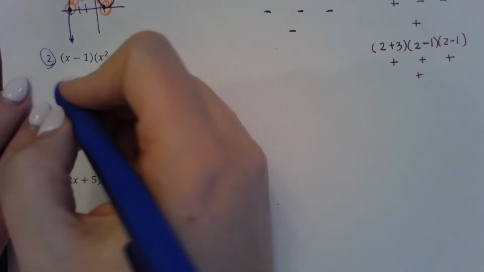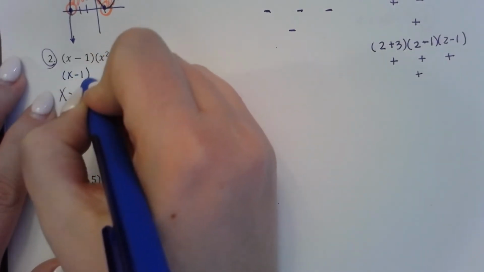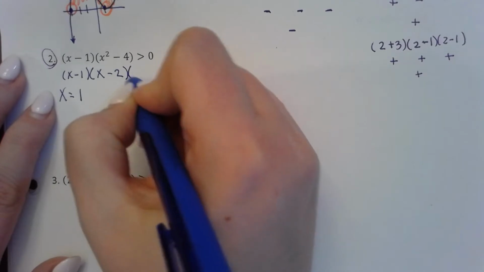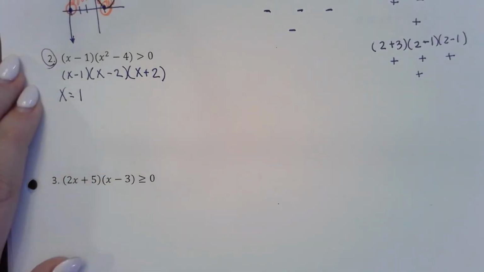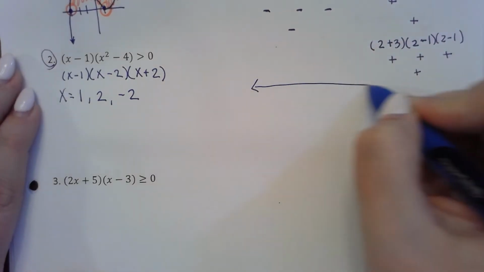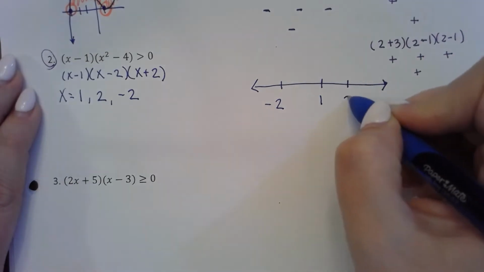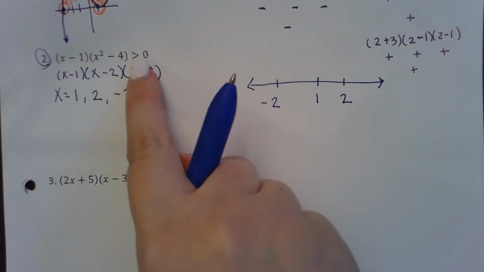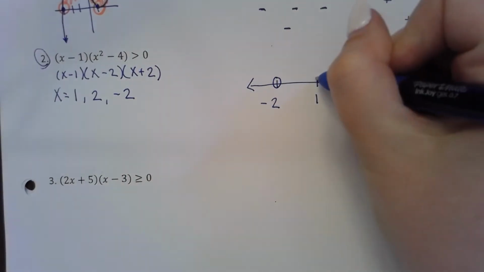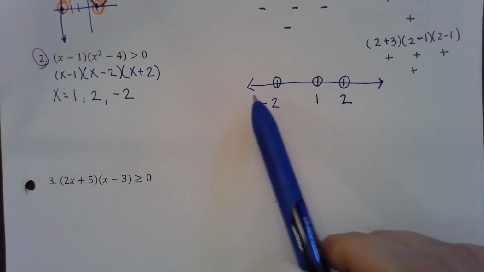Okay, so let's look at number 2. Our zeros are 1, and then this one can simplify because it's the difference of two squares: x minus 2 times x plus 2. So we've got +1, +2, and -2. On our number line, -2, +1, +2. Now, because it's strictly greater than 0, these are all open circles. And then we have to plug a number from each of these intervals in.